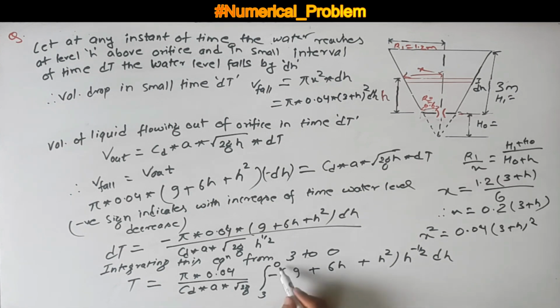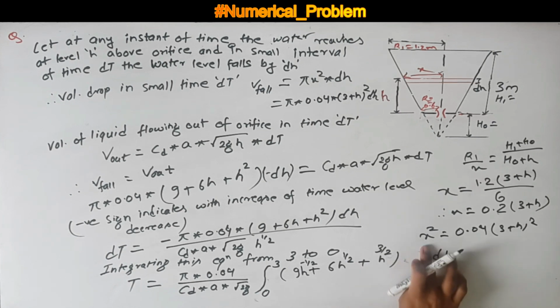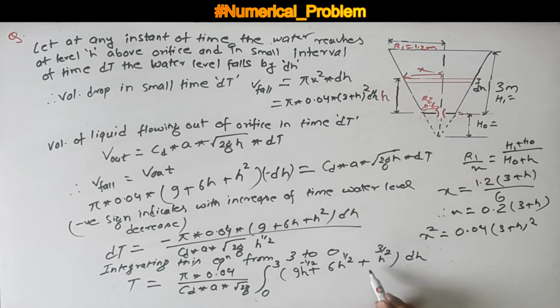We can use the property of definite integral. When we remove this negative sign, the limit changes. So the limit is from 0 to 3 here, and we can multiply this equation with h to the power minus 1 by 2. We get here 9 h to the power minus 1 by 2, 6 h to the power 1 minus 1 by 2 is plus 1 by 2, h square gives 2 minus 1 by 2 is 3 by 2. This is the equation here, and now we can integrate this.